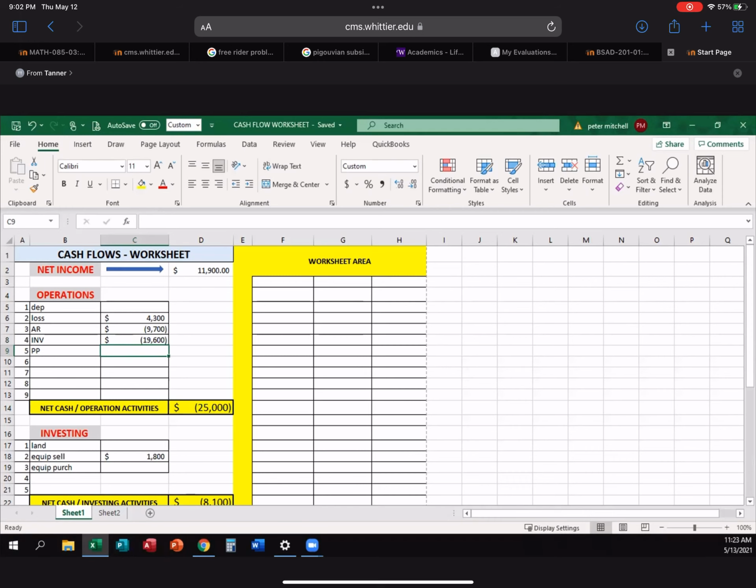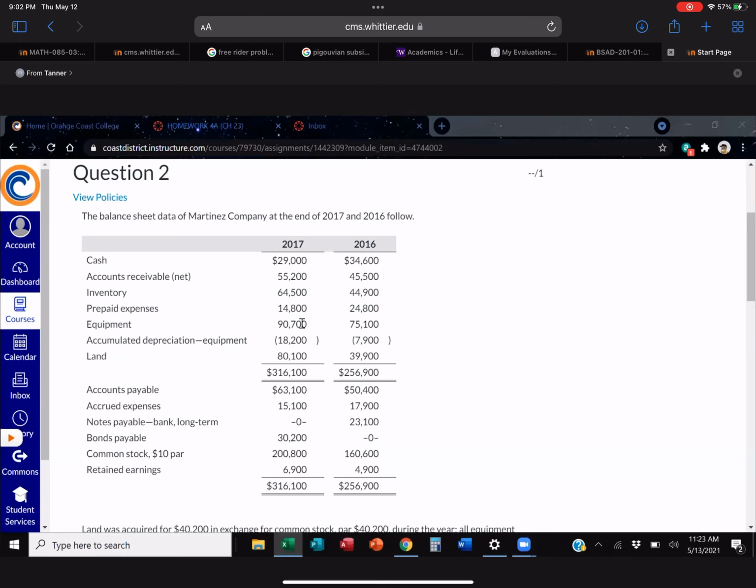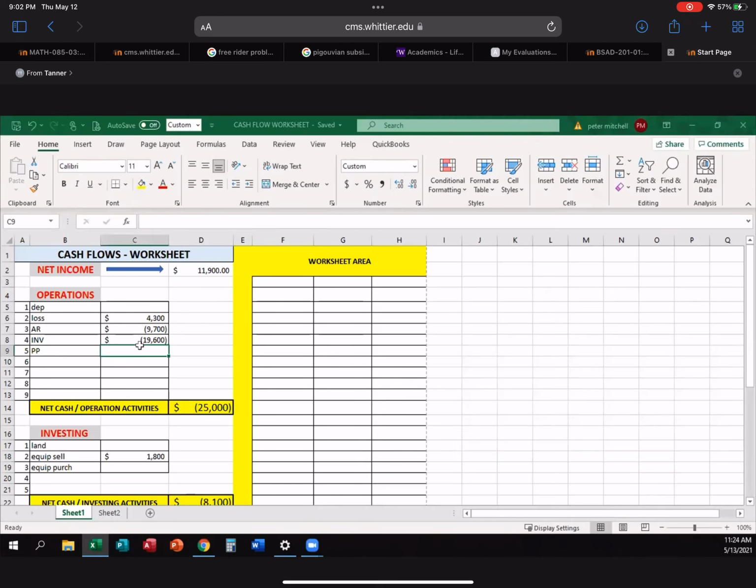All right, so next. We have prepaid. Prepaid went down by $10,000. Now, remember, this is an asset. So if it goes down, do opposite, add. So that is an add of $10,000 there. So far, so good. I think the only other things we're going to need to do in operations would be some accounts payable, some short-term liabilities, and then of course our depreciation. We always know we've got to do that. So let's go back.